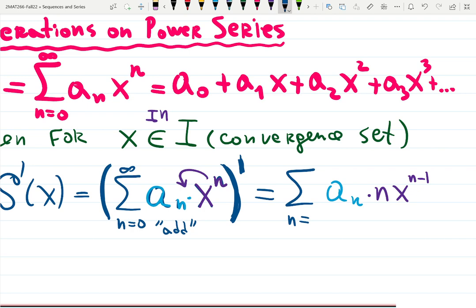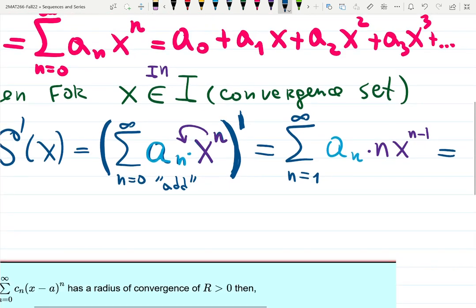Now, we lost the first term. As you can see, n now starts with n minus 1, so we're going to move one counter to 1. N used to be from 0, now n is from 1. I will show you specifically why it happened. We lost the first term when you differentiated. Let's see why.